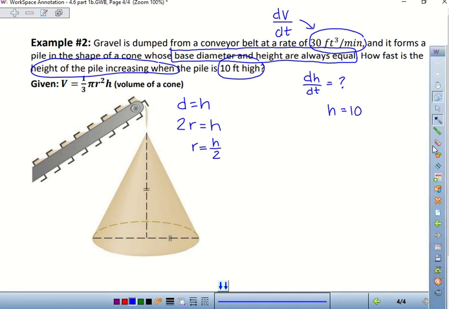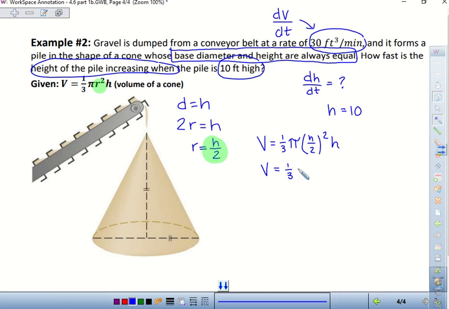Okay? So now that I know what the radius is equal to, I can replace r in the formula with h over 2. There we go. So this is going to be V equals 1/3 pi radius squared h. That's going to be V equals 1/3 pi times h squared over 4 times h. And then this all simplifies down to pi over 12 times h cubed, correct?